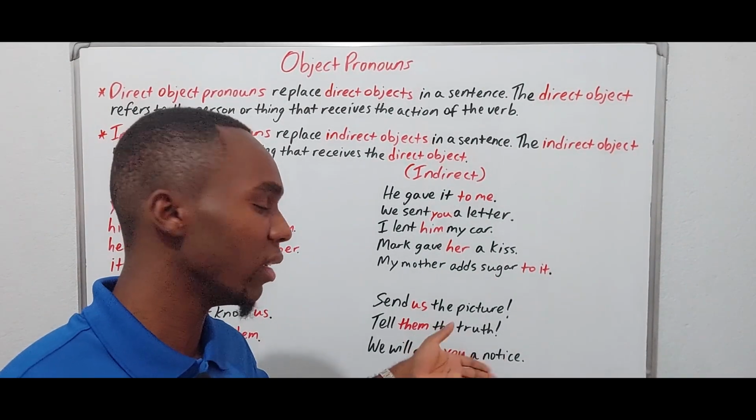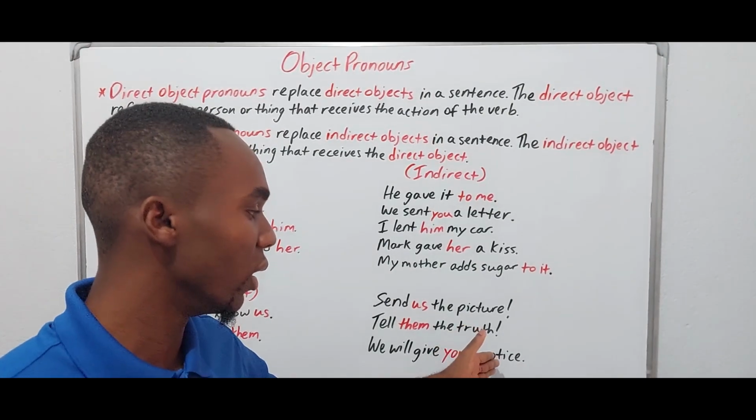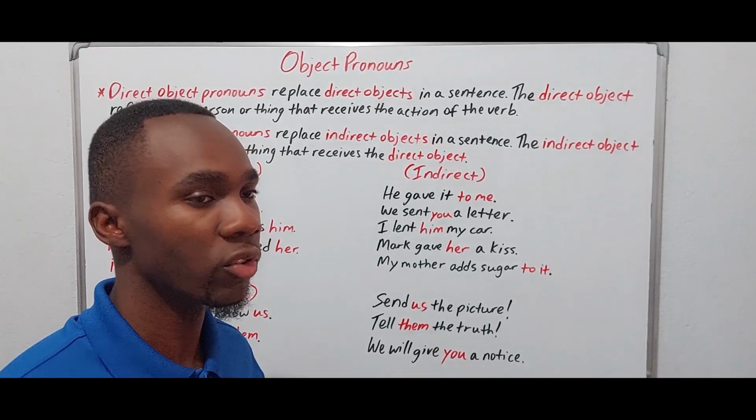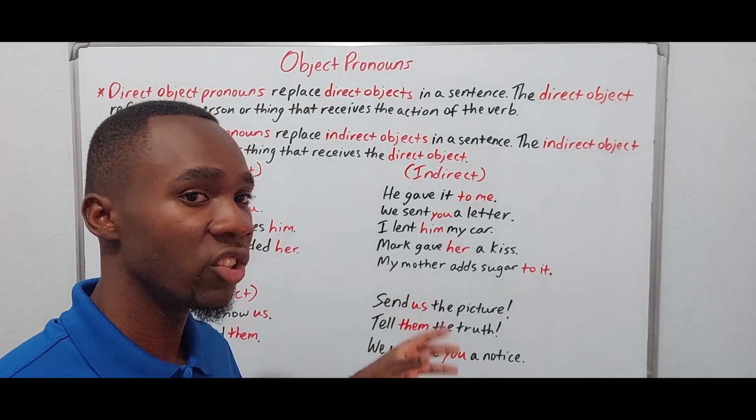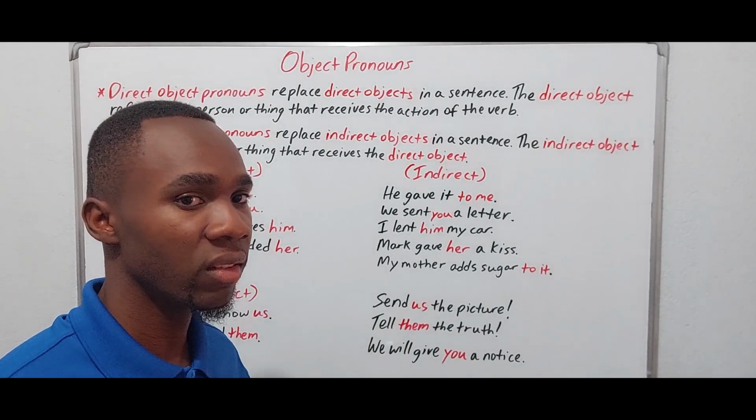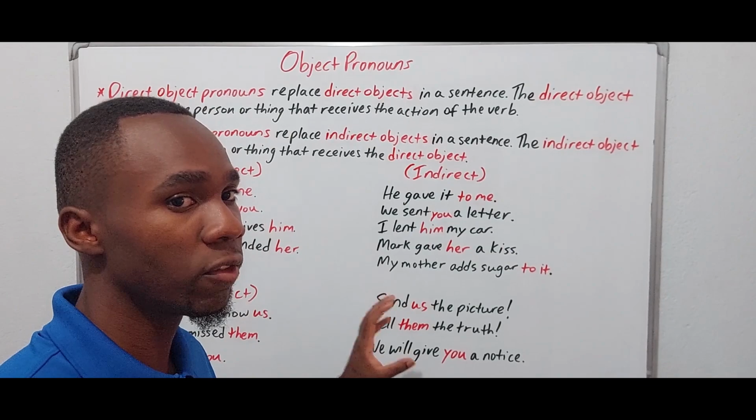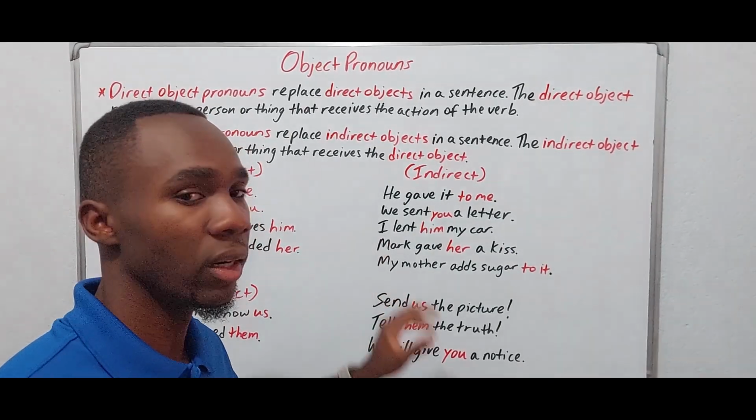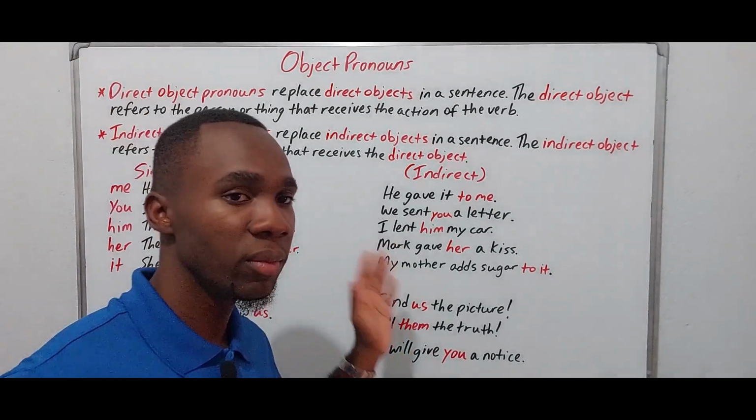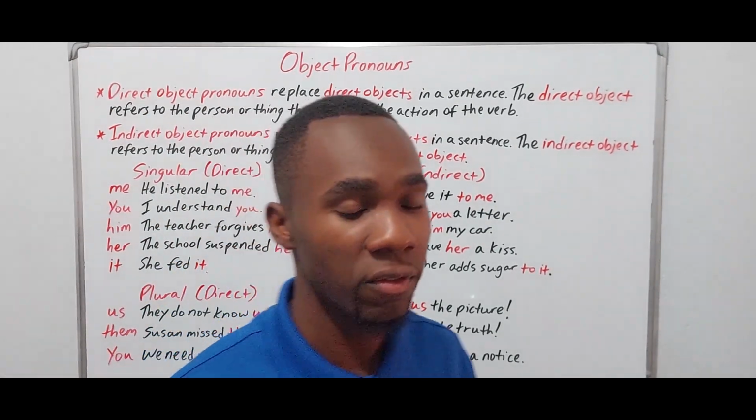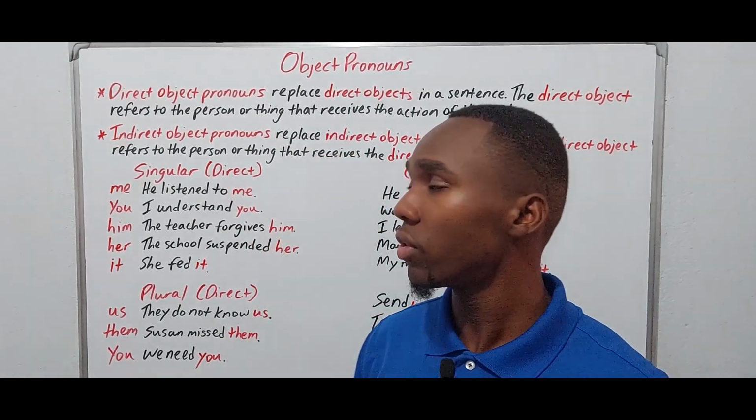But obviously we didn't use the direct object pronoun. So in some of these sentences, we just mentioned the direct object, but we didn't replace it with the corresponding direct object pronoun because the main focus is the indirect object pronouns. Alright? So as you will see, they're pretty much the same. It's just that they have different functions. Okay? So these are object pronouns.